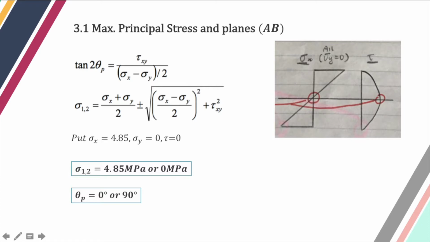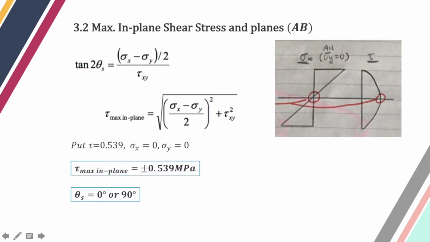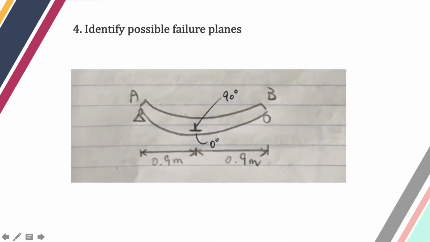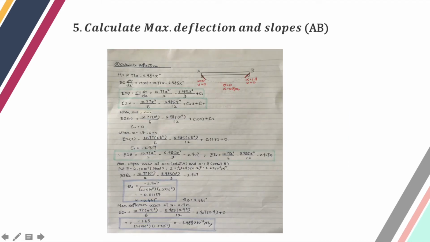For the maximum principal stress and planes, we use the first condition, and sigma maximum is 4.85 and theta p is 0 or 90 degrees. And for the in-plane ones, we use the second condition. Tau is plus or minus 0.539 megapascal and theta s is also 0 or 90 degrees. From the results, the possible failure planes may appear at the middle of AB at an angle of 0 or 90 degrees.